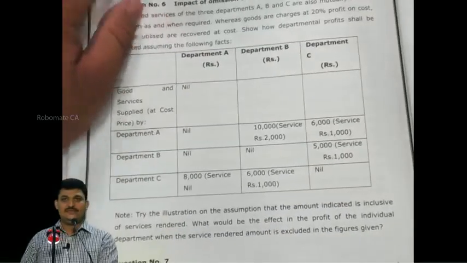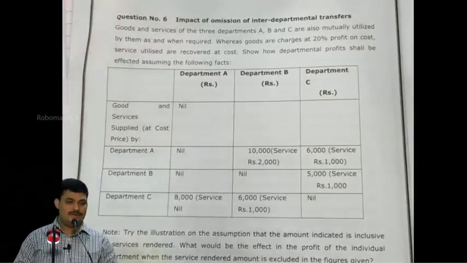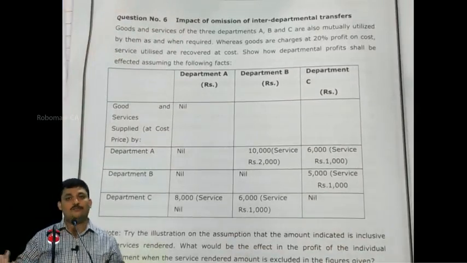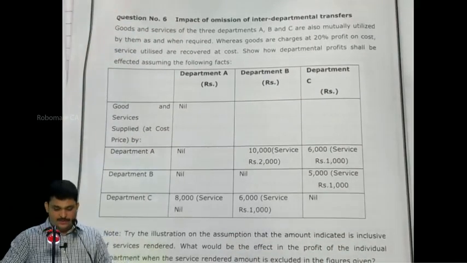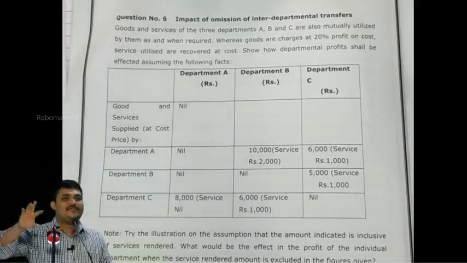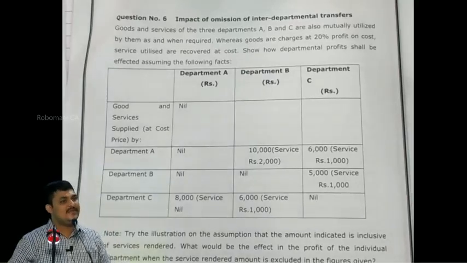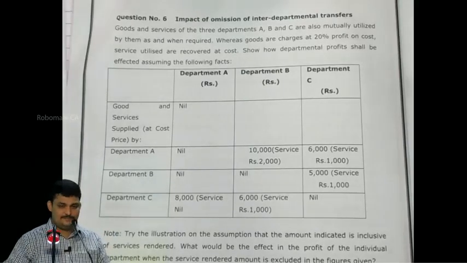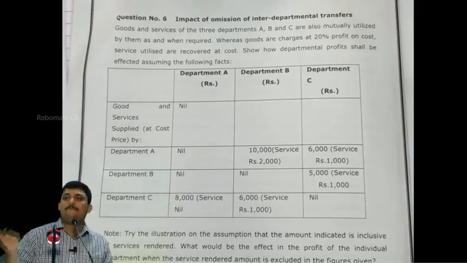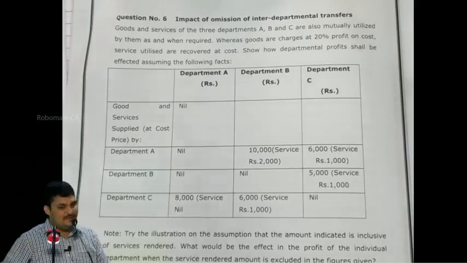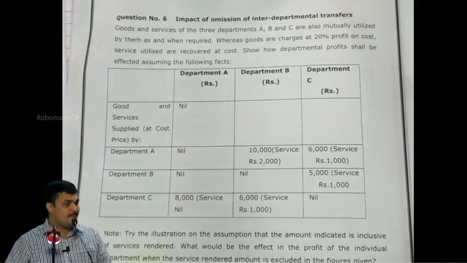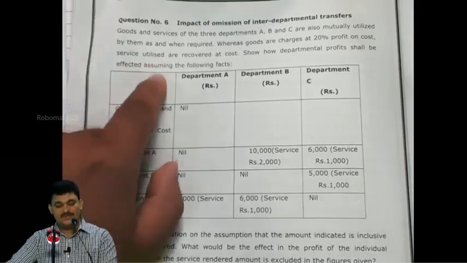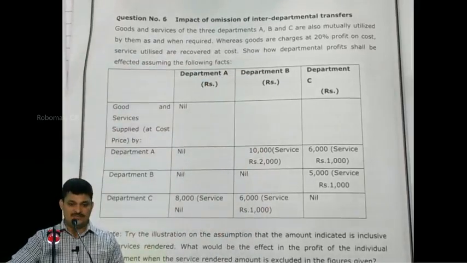See, this question came in the examination a very long time back, which is not a computation on profits. Between three departments there were mutual transfers of goods and services. They are asking what is the impact on the departmental profit because of this interdepartmental transaction.